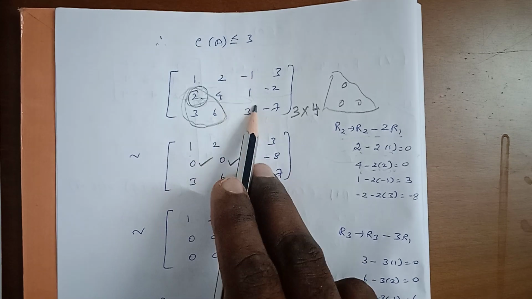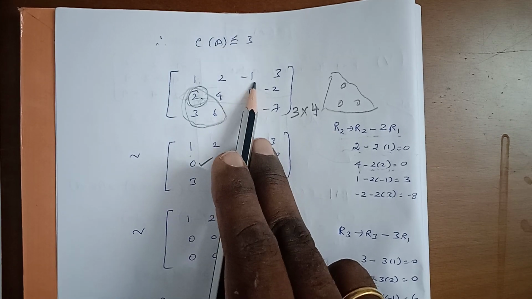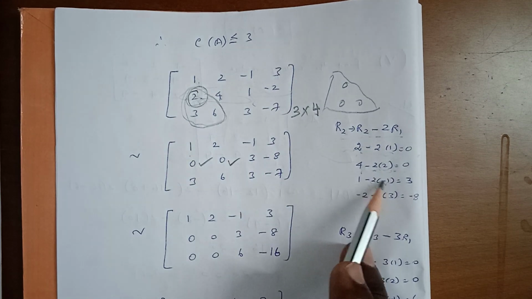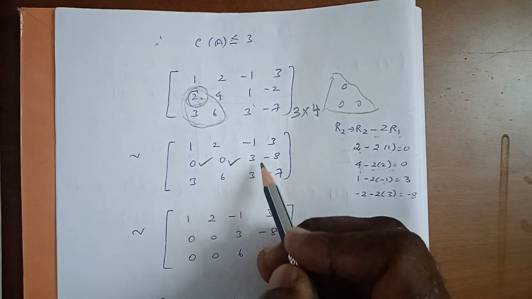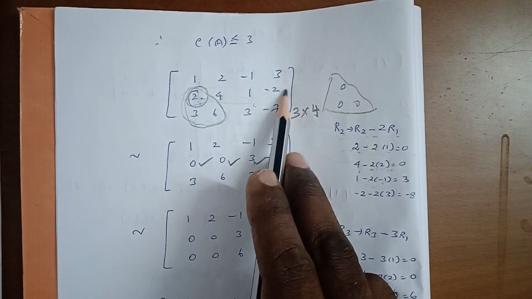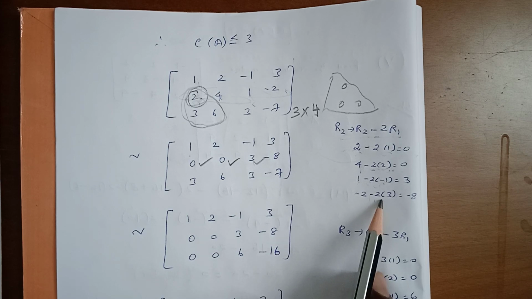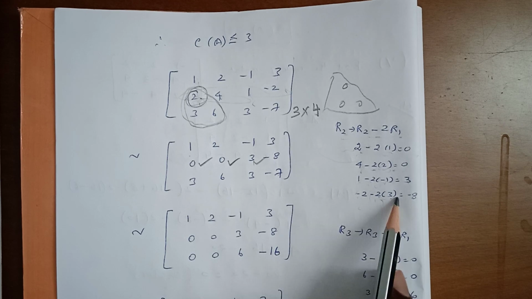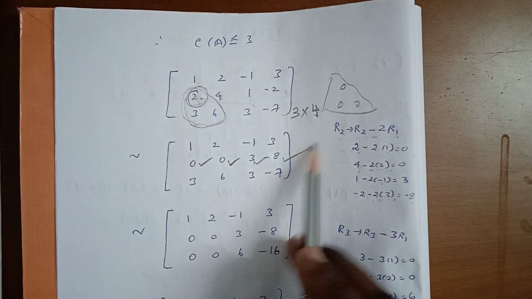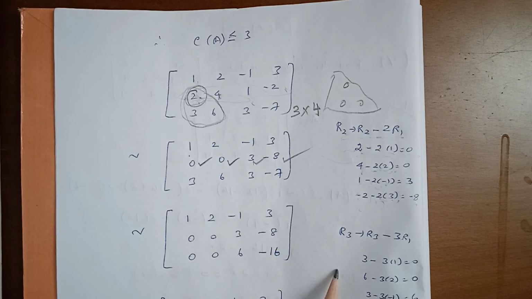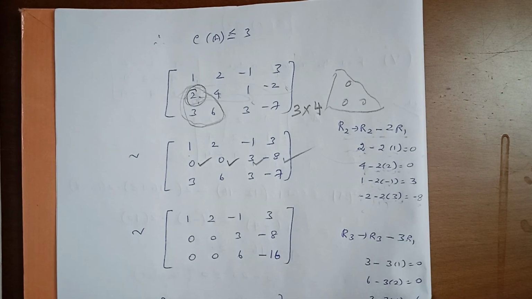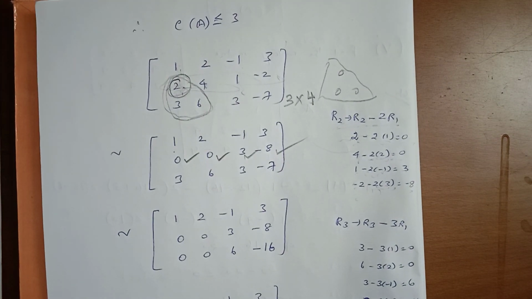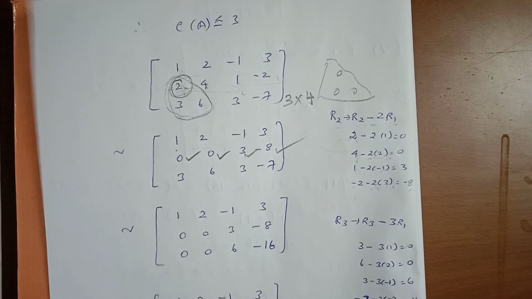Again R2 minus 2R1: 1 minus 2 times minus 1, so 1 plus 2 is 3. Again R2 minus 2R1: minus 2 times the R1 value 3 is minus 6. So minus 2 minus 6 is minus 8. This is the second row's last value, so we take this value as minus 8. R2 minus 2R1.